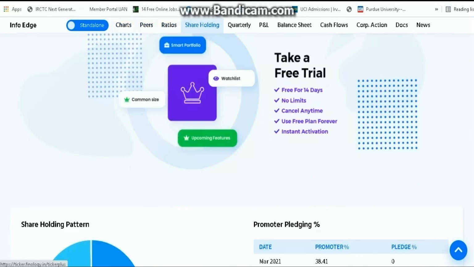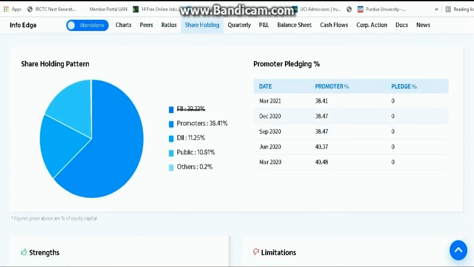Then you can click on shareholdings again, and you can see that over time the company has slightly increased its sales of shares. The company has sold a few of its shares, because it was 38.47 percent and then it became 38.41. So the company is gradually selling its shares, which is not a good indication. But yes, 38% is quite a good percentage.